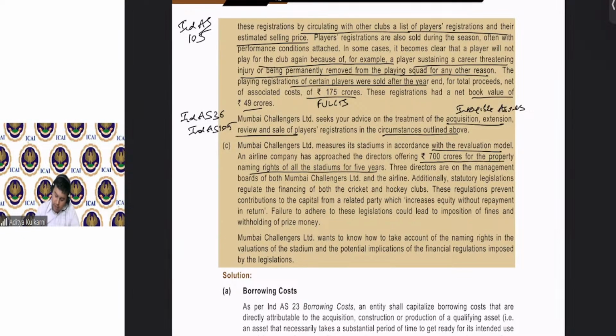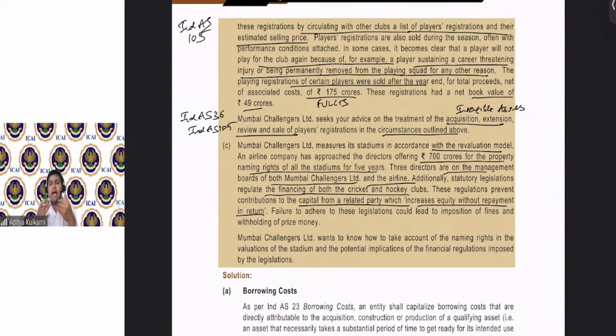Three directors are on the management boards of both Mumbai Challengers Limited and the airline. So the airline and the Mumbai Challengers company have the same directors, but need not be related under Ind AS 24 because common directors does not necessarily mean that the companies are related to each other. Additionally, statutory registrations regulate the financing of both the cricket and hockey clubs. These regulations prevent contributions to the capital from a related party, which increases equity without repayment in return. That means the airline company giving naming rights is probably not permitted if the airline company is related to Mumbai Challengers Limited, until a repayment mechanism is in place, until a repayment plan is in place.